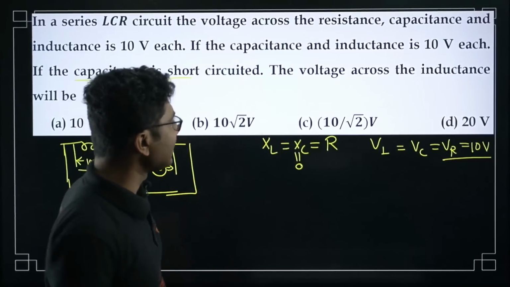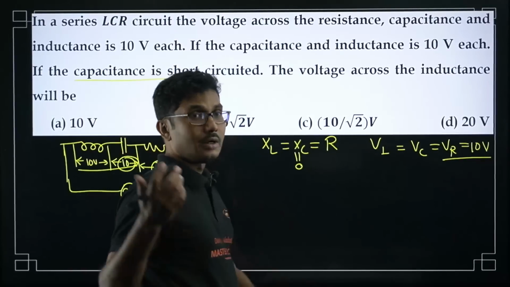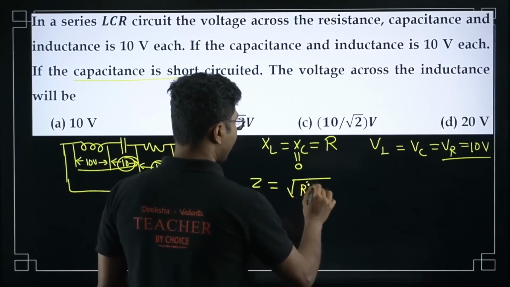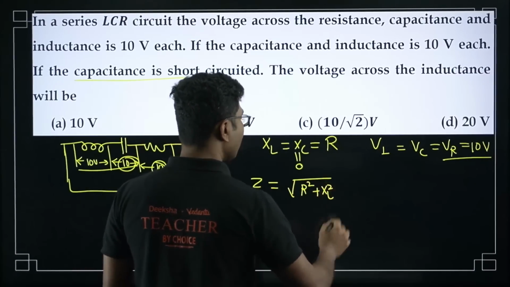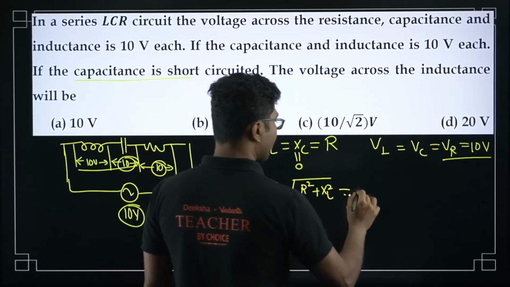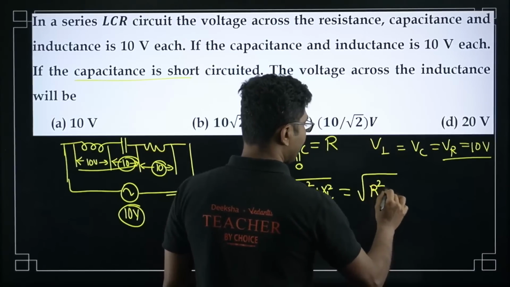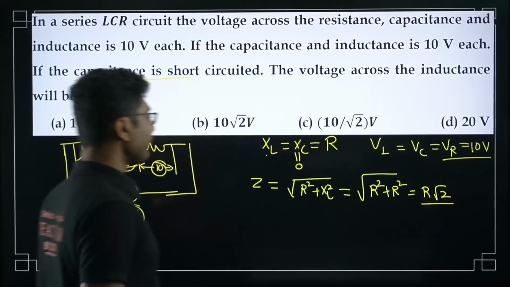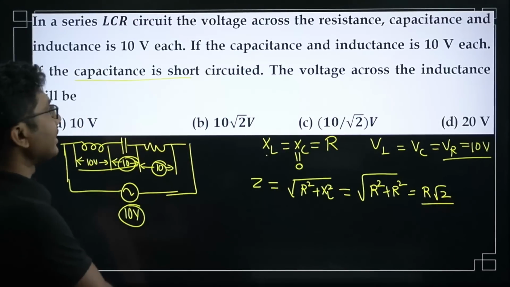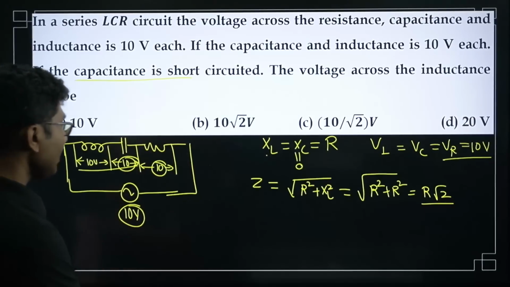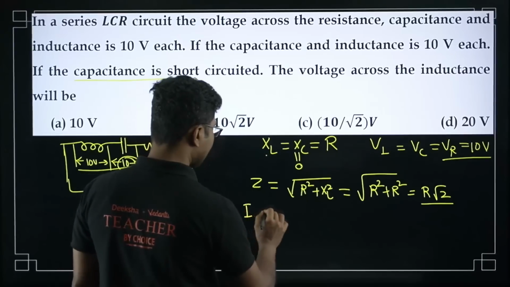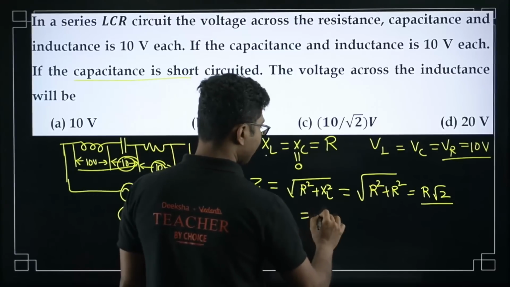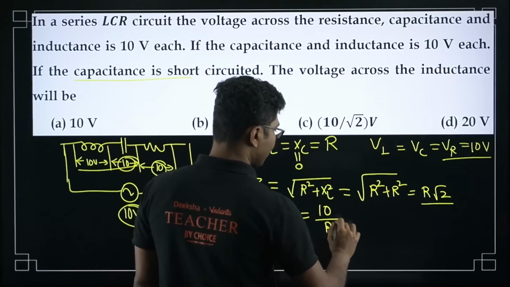Voltage across the inductance means, first of all, you have to find the impedance of the circuit. Impedance of the circuit will be the square root of R square plus XL square. XC is 0. Now XL equals R, so you can put this as R square plus R square, that is R root 2. Okay, so this is the value of the impedance. Now you have to find the current. What is the current in the circuit? Current in the circuit is applied voltage divided by impedance. Applied voltage is 10 volt and impedance is R root 2.